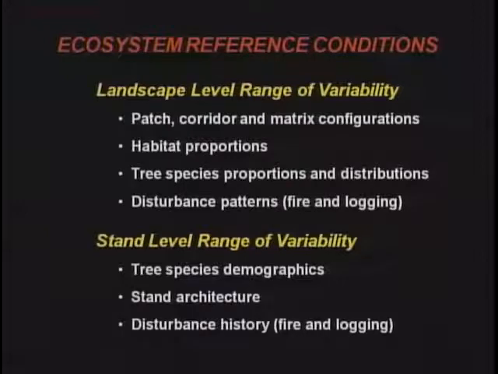So we can look at patch, corridor, and matrix configurations. What was the matrix? How were the patches arranged? How much of it was there? And how were they connected to each other? We can look at those proportions. We look at tree species proportions and distributions. What were the tree species that were there? What trees are moving in? What are their ages? And how are they configured on the landscape? And then we can look at disturbance patterns across the landscape. How did fire move across the landscape?